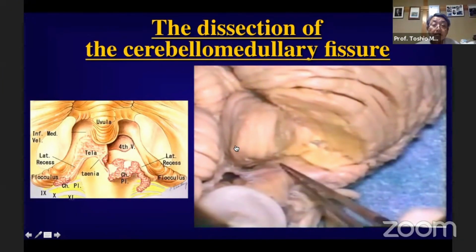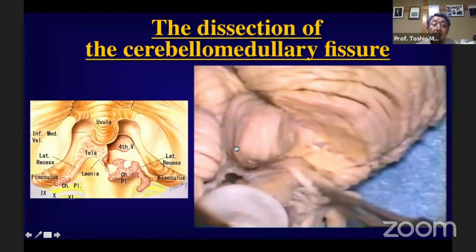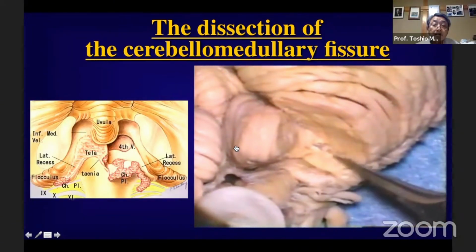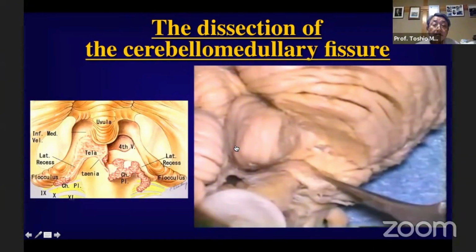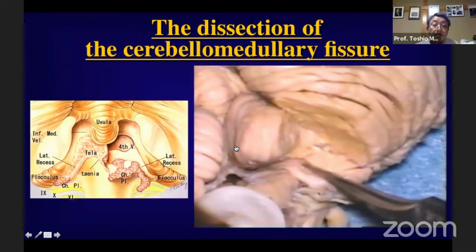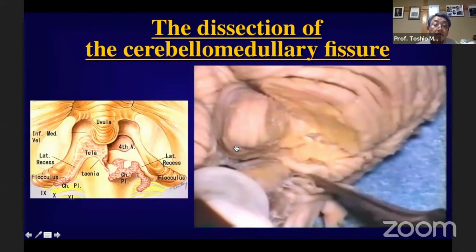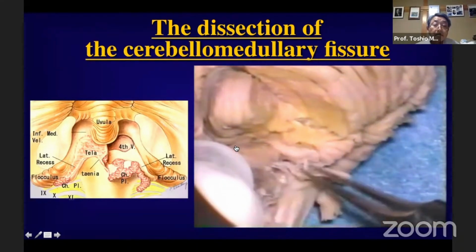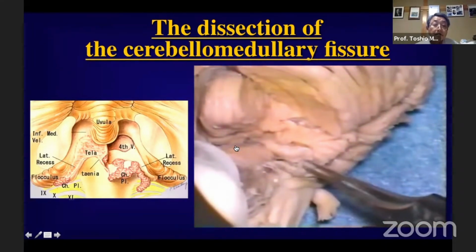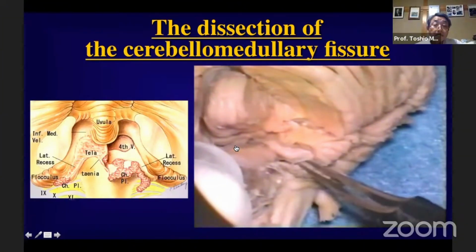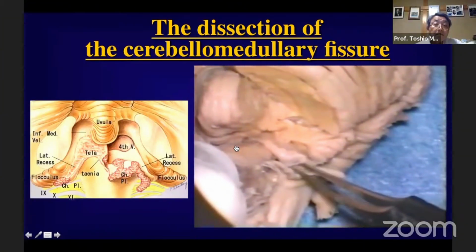The posterior wall of the lateral recess is the thick membrane called the rhomboid lip. The anterior wall is the flocculus and the roof is the tela choroidea with the choroid plexus. The 9th and the 10th cranial nerves are situated anteriorly to the lateral recess. Here is the foramen of Luschka.